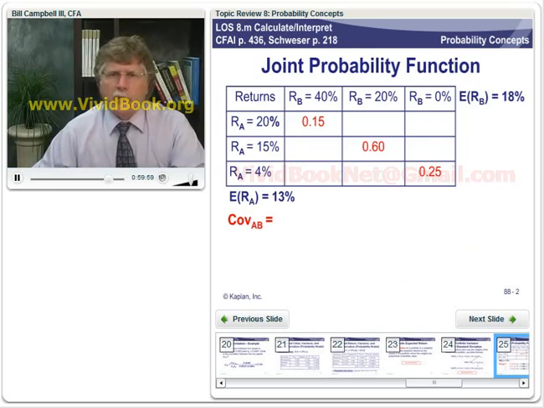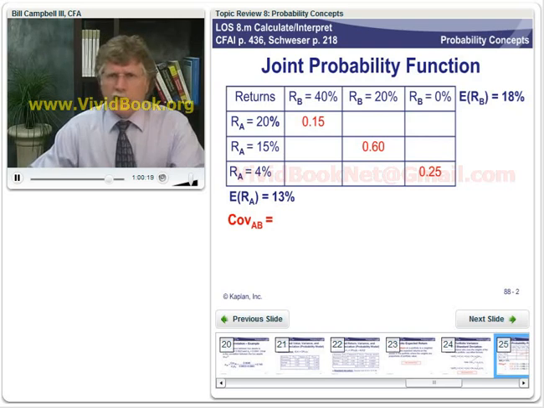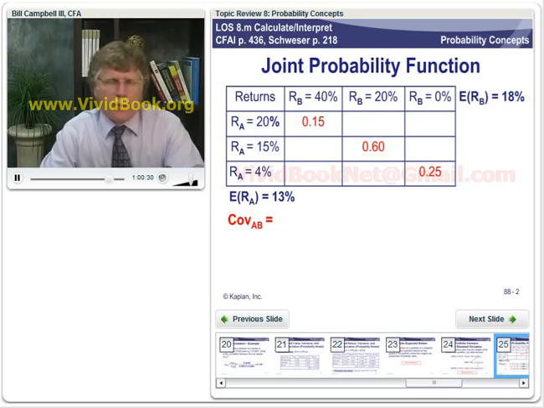Okay, now we have a joint probability function. We have a 15% probability that RA is 20% and RB is 40%. We have a 60% probability that RA is 15% and RB is 20%. We have a 25% probability that RA is 4% and RB is 0%. Notice, 60% plus 15% plus 25% adds up to 1. So each of these other boxes, there are 6 other boxes in this table, those all have probabilities of 0 because we can only go up to 100%. So those all have probabilities of 0. How are we going to calculate the covariance?